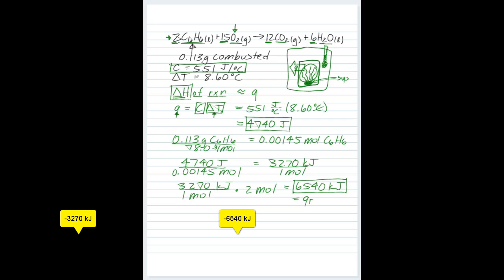So this 6540 equals the heat of reaction. It also approximates, to a pretty high degree in this situation, the delta H of reaction. The little squiggly here would go away if I was very confident that the pressure change term was built into the calorimetric constant. But even if it's not, it's going to be a very, very small contribution.